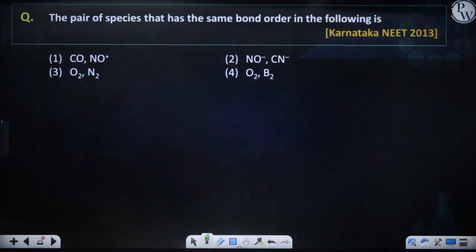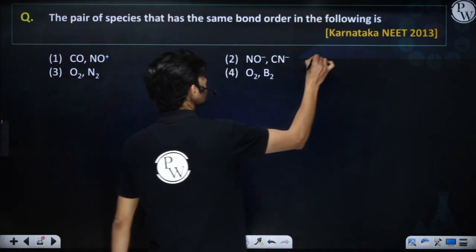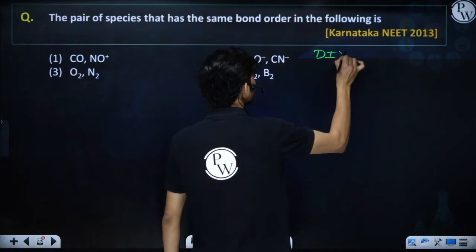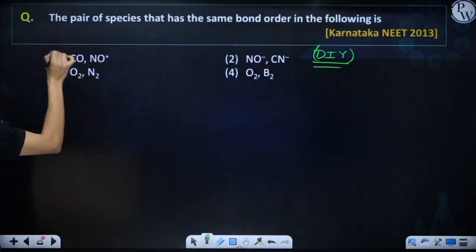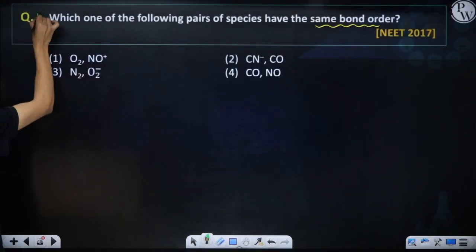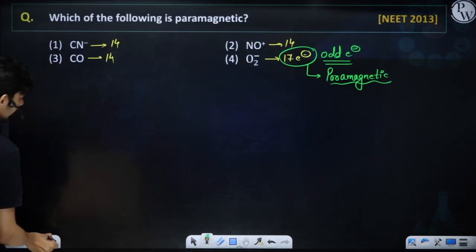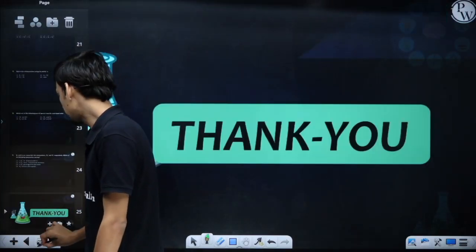The pair of species that has the same bond order in the following, this question is also for you to do. This is again a DIY question. Let's call this question number 2, and the previous question as question number 1. Post the answers of both the questions in the comment box.